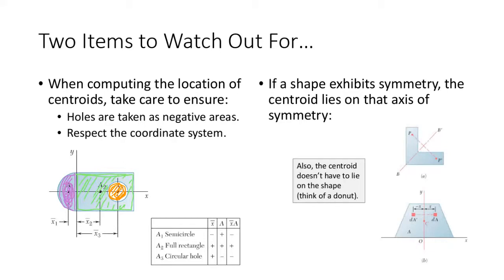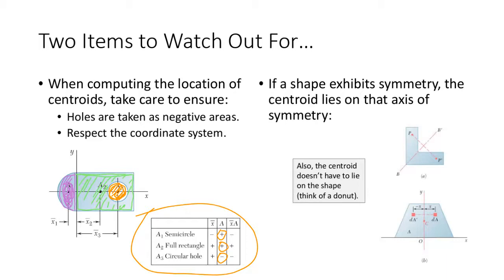Okay, so when I'm computing the properties of this, I might set up a table, something like this. The big thing to watch out for is your sign convention. When you're dealing with holes, a hole is basically just a region with a negative area because you're taking that material out of the plate. So if you look at the areas, you've got a positive, but this is a negative. And it's a negative because you're taking that material out.